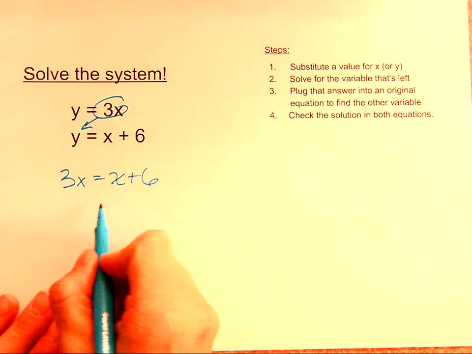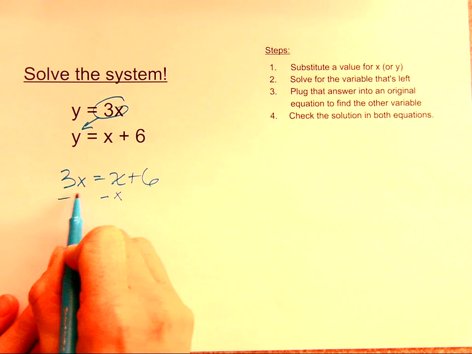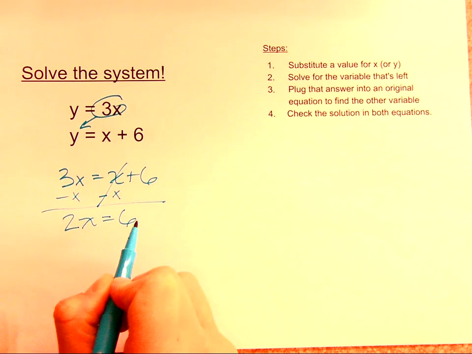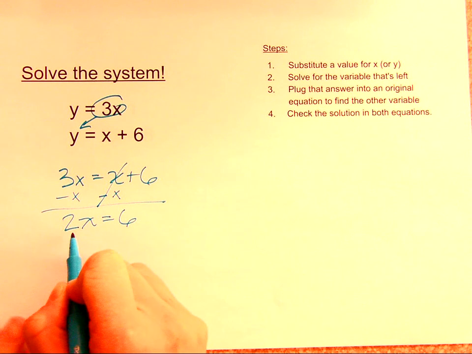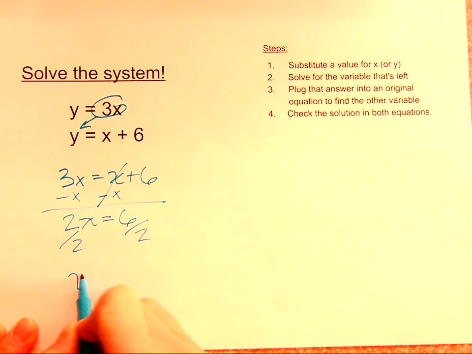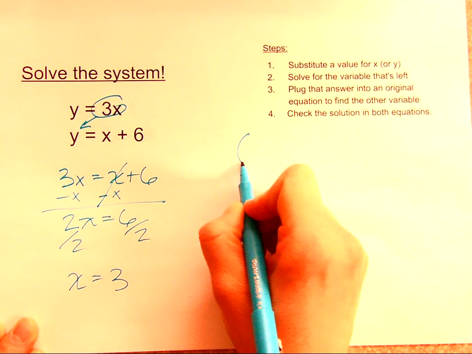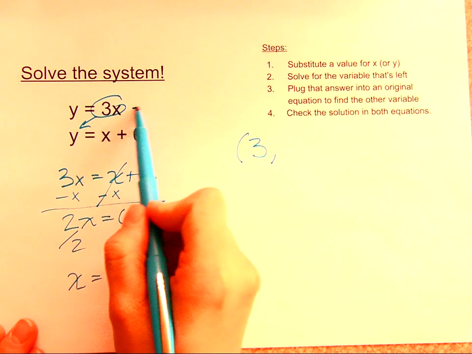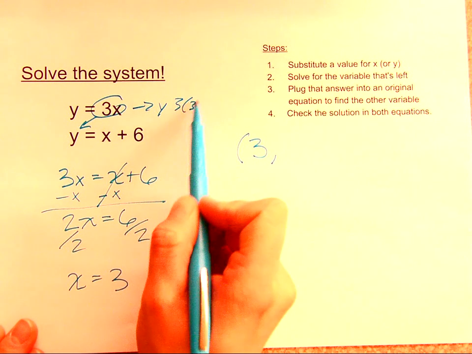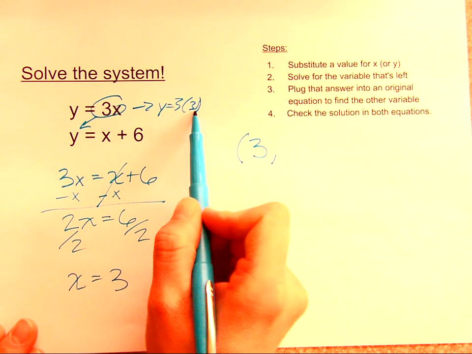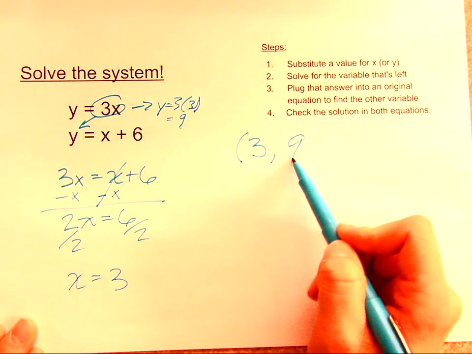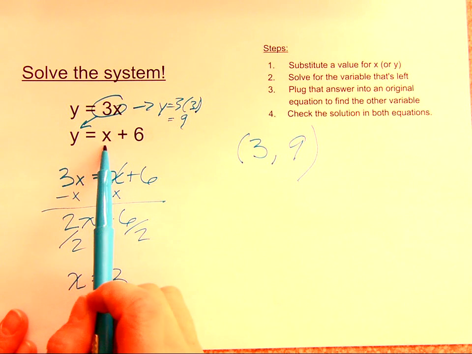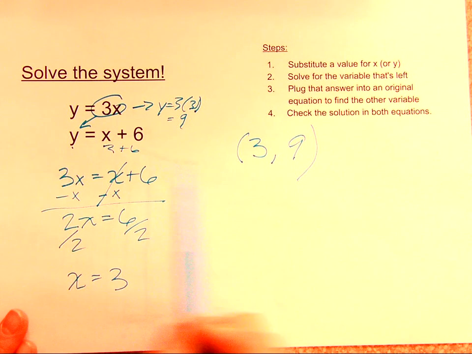Okay. So to solve for x here, we're going to subtract x. Gives me 2x is equal to 6. Divide by 2. X is equal to 3. So here, y is equal to 3 times 3. So y is equal to 9. Okay, I can double check that here too. 3 plus 6 also gives me 9.